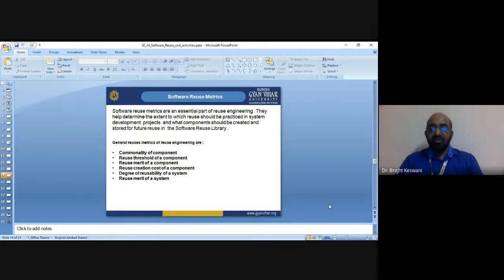When we talk about reuse merit of a component, it is used to measure the reusability of a component relative to the average reusability of a component of the same type.